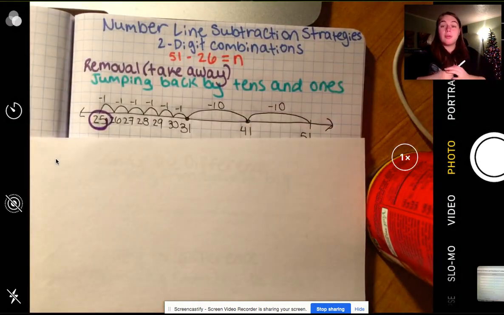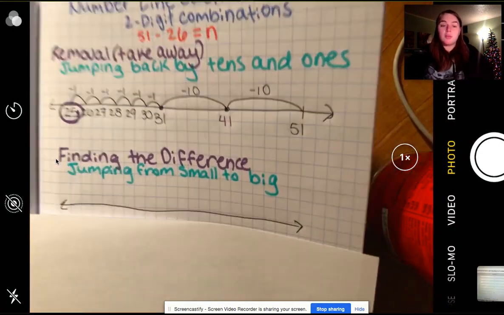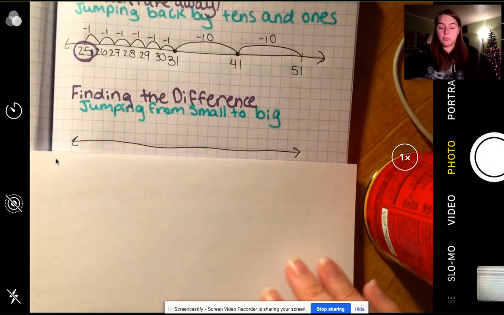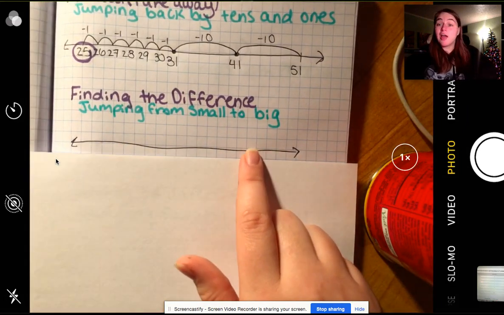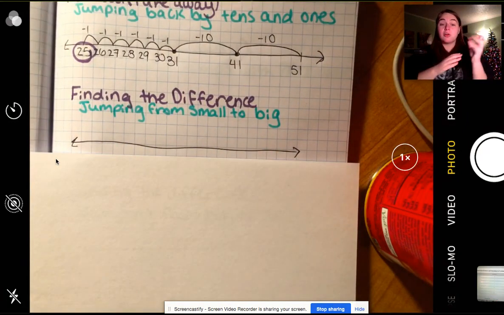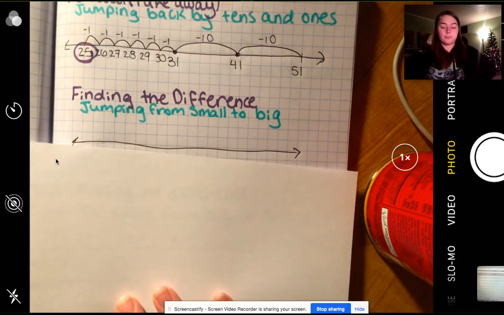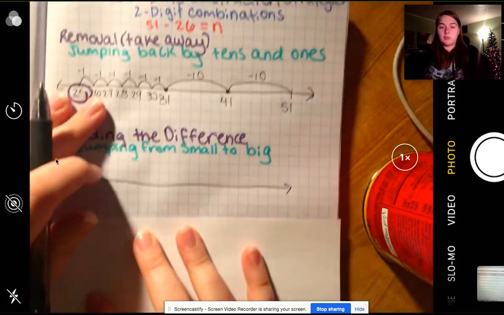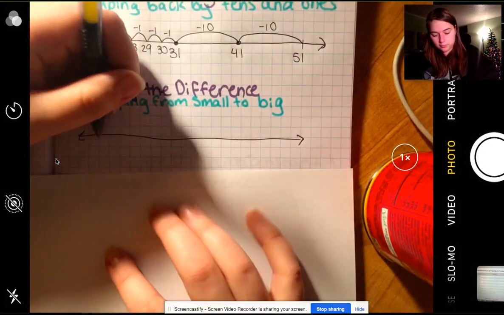There's still another way we could have done this. So another way we've done it is finding the difference and jumping from small to big. Or we've usually called it the adding up strategy, because you start at the smaller number and then you add up until you get to the bigger number. So with 51 minus 26, we would do that by starting at 26.